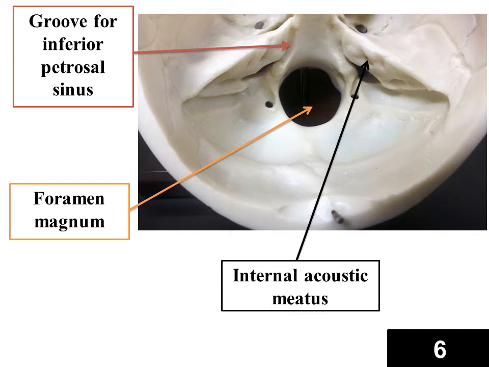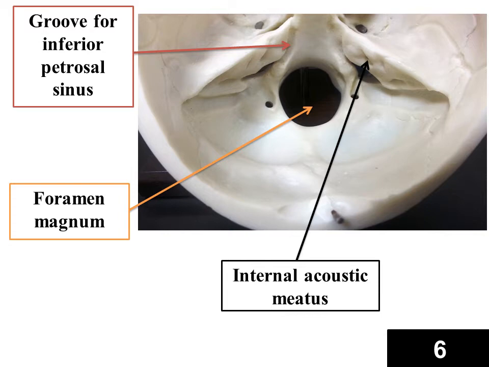Now here you can see the internal acoustic meatus, and we said through it pass the facial nerve, the nervus intermedius, and vestibulocochlear nerve, as well as the labyrinthine artery. Foramen magnum is indicated by the orange color arrow, and we said the spinal cord passes through it with its meninges, and also the spinal part of accessory nerve, and we said the vertebral artery as well.